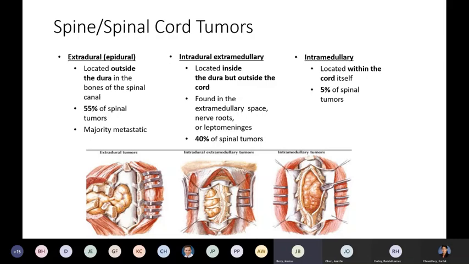Looking at the intradural extramedullary, those comprise about 40% of tumors. And there'll be a mix of metastases and primary spine tumors. We'll talk a little bit more about the most common presentations of that. And then intramedullary are significantly more rare, only about 5% of spinal tumors within the cord itself.